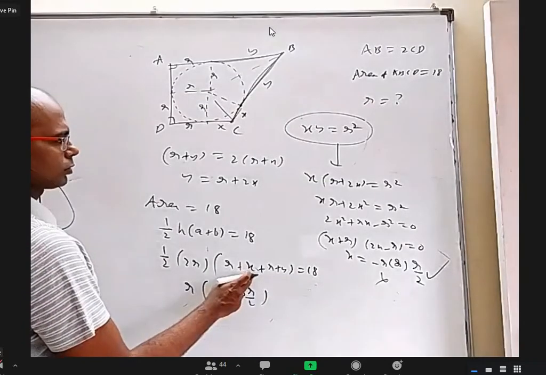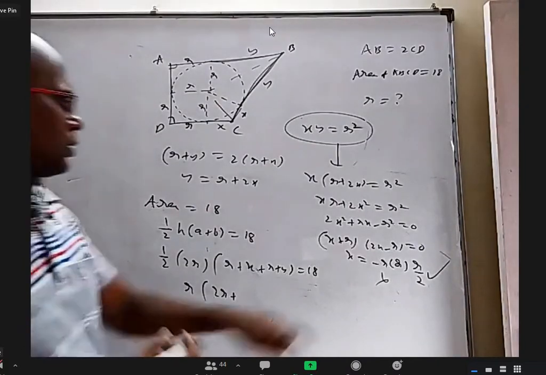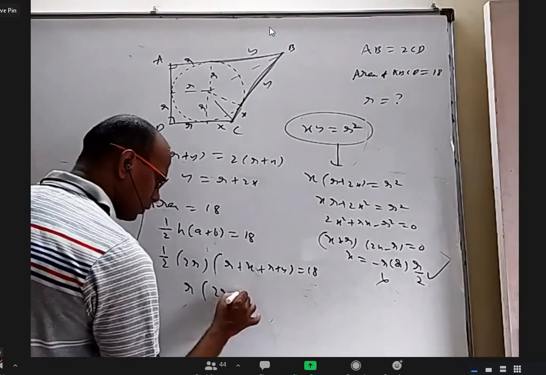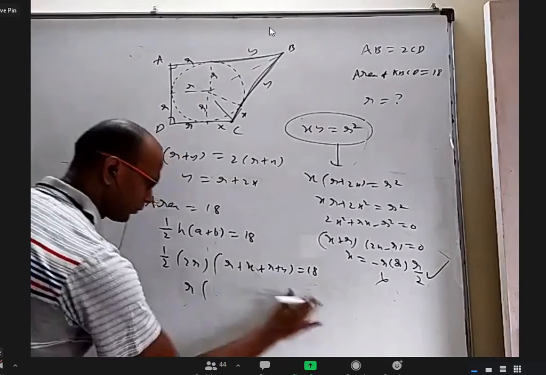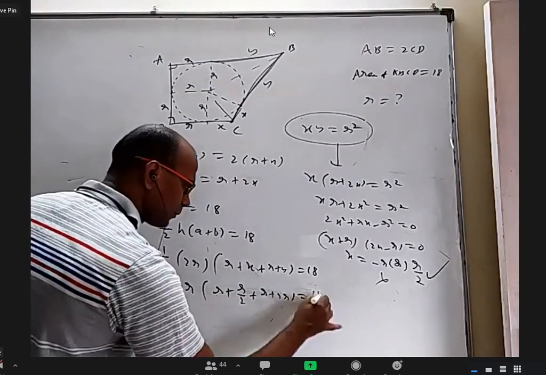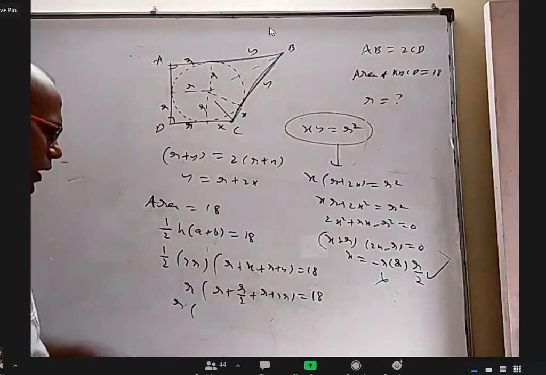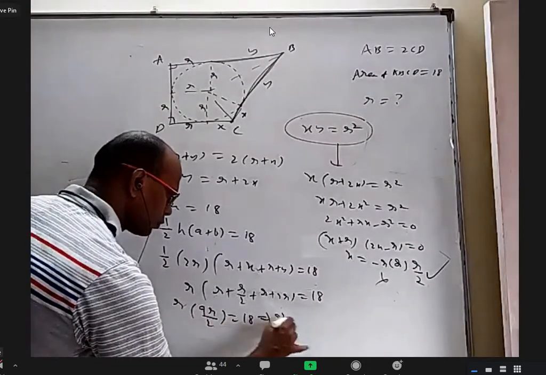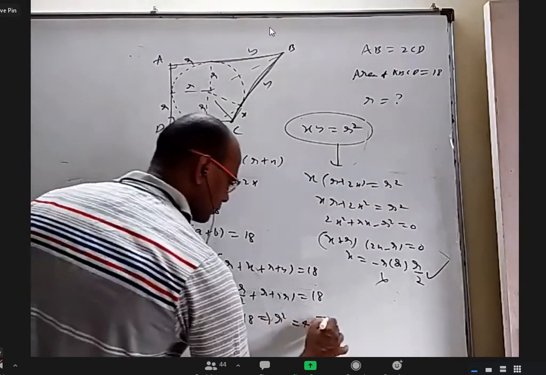X is r by 2. No, y is not that. Sorry. I got only x is r by 2 and y is 2r. So r plus r by 2 plus r plus 2r is 18. What is this? This is 3r, this is 4r, this is 9r by 2, equal to 18. So r square equal to 4, r equal to 2.